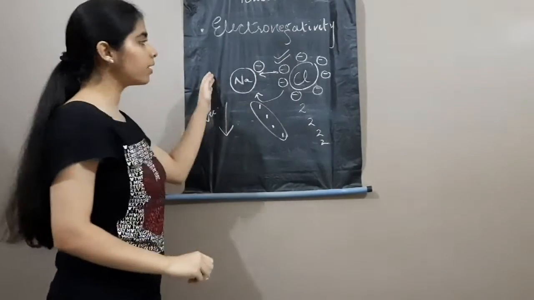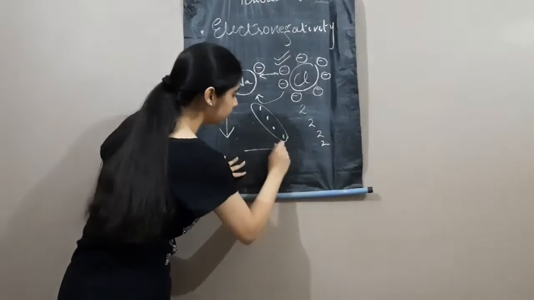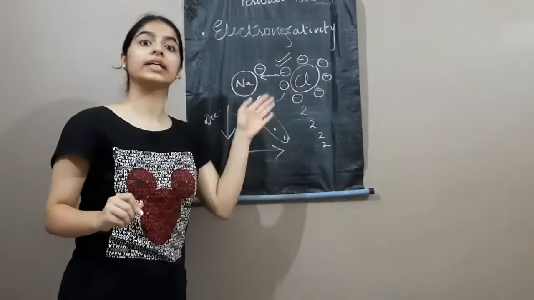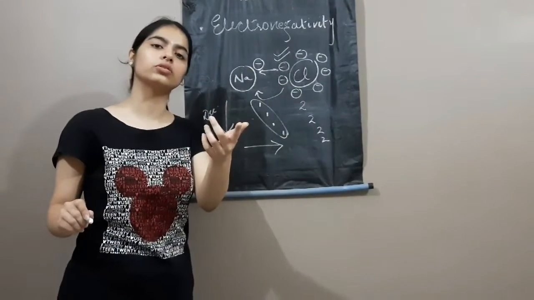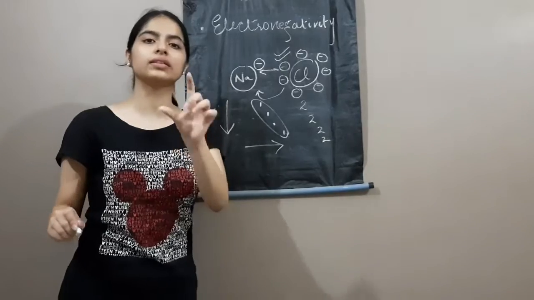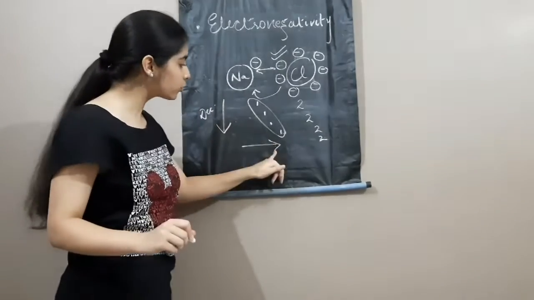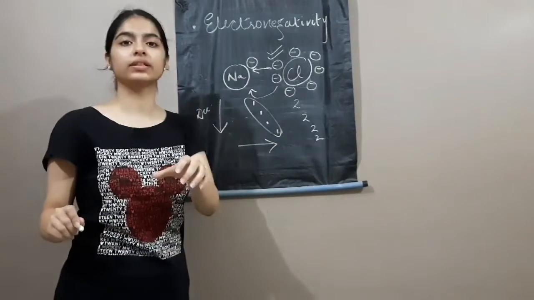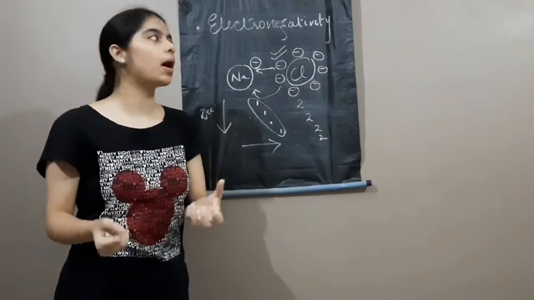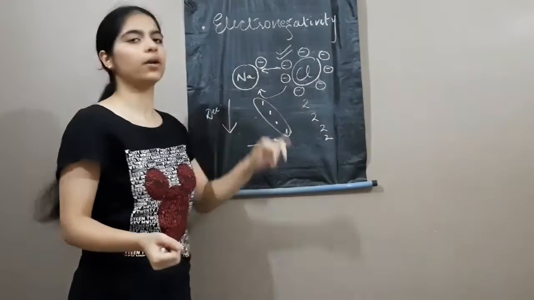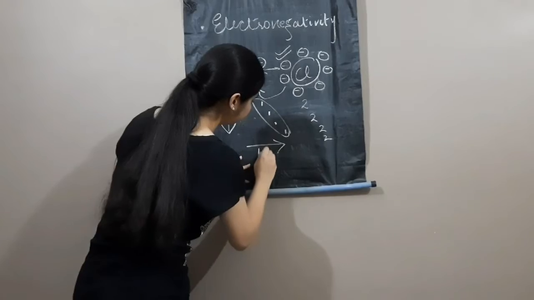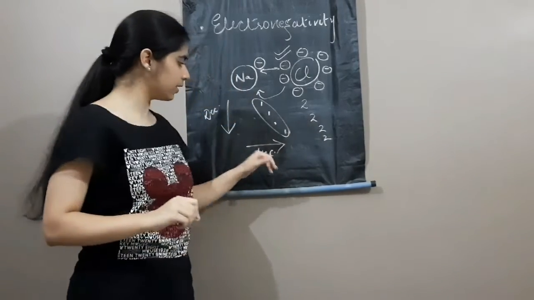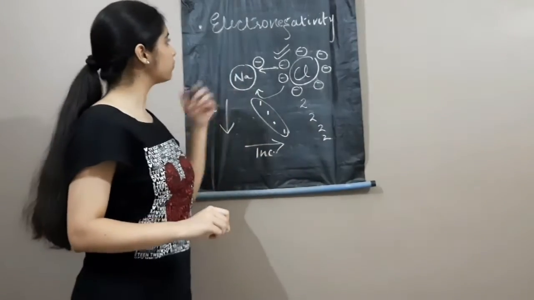Now when I talk about going across the period, the number of electrons increases in the outermost orbit, and the nuclear charge also increases, but now we have to consider the number of electrons. So the atoms will have more power to attract the shared pair of electrons towards themselves. So thereby across the period, the electronegativity increases. So that's it for the electronegativity.